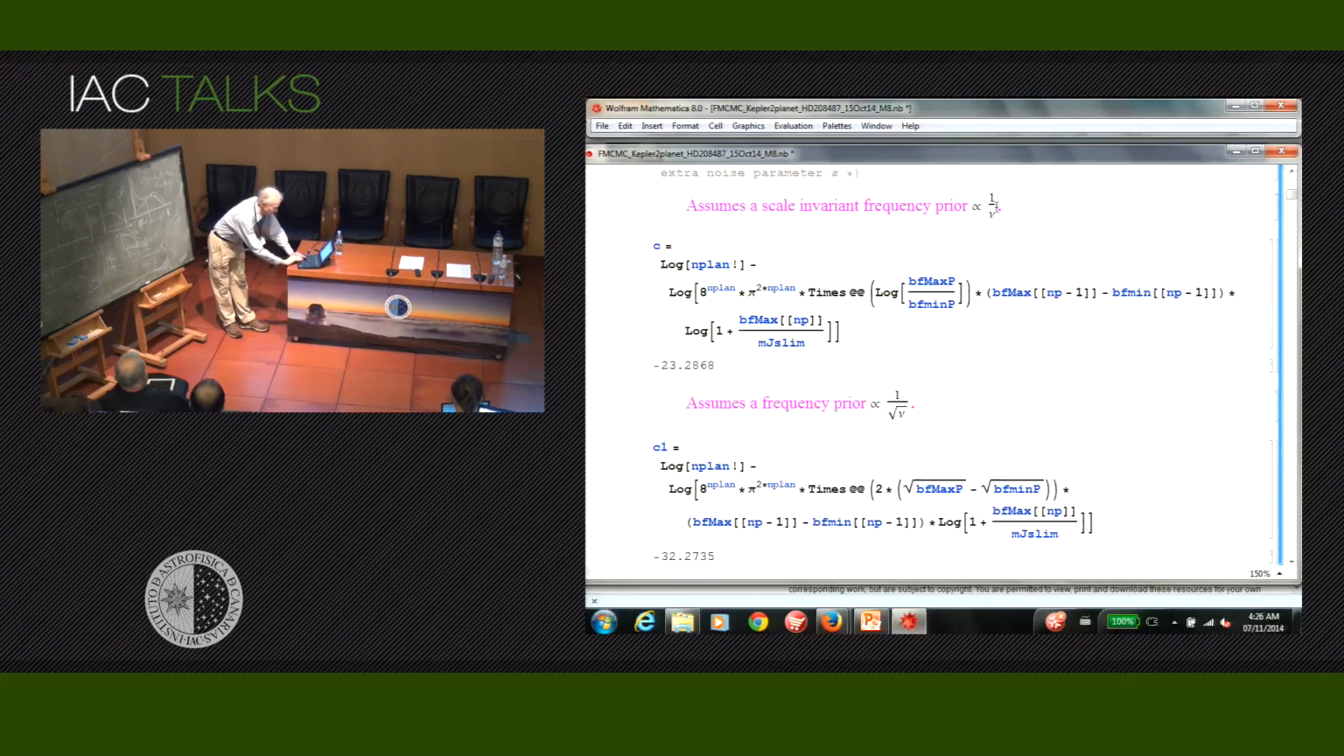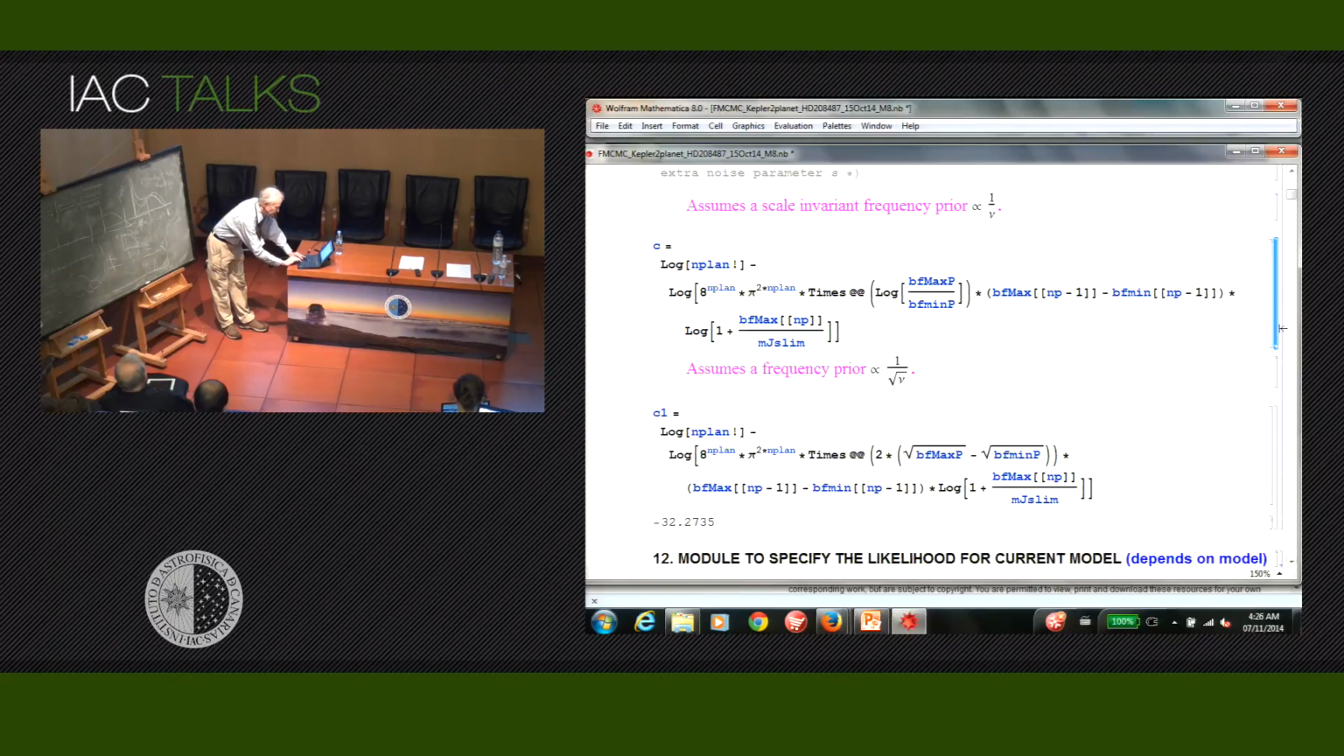And it's set up for a 1 over frequency prior here or a 1 over square root frequency. I find that it's useful to use both. Try one run at 1 over mu and then another run at 1 over the square root of mu, just to make sure that there isn't some peak that you've missed that's relevant.